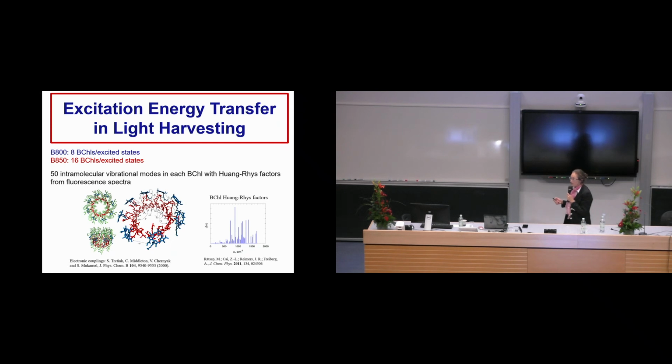Now, why 50? The molecular vibrations that are important are determined from spectroscopic experiments, and these are the Huang-Rhys factors of the bacterial chlorophyll molecule that are obtained from a fluorescence experiment, and they determine that 50 of them are important. So we're including all of them. We don't want to leave anything out.